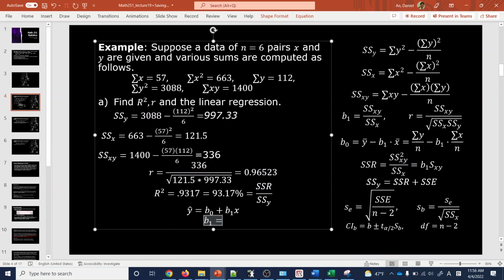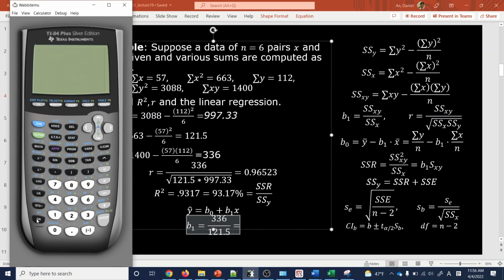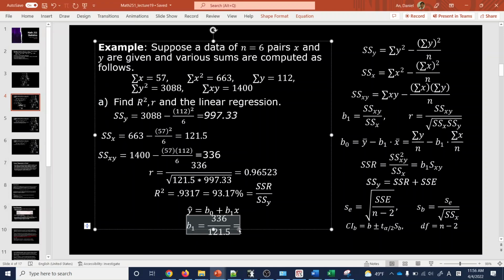What is B1? B1 is SSxy divided by SSx. So we have 336 divided by 121.5. Where's a calculator? All right. So for that one, we need 336 divided by 121.5, which is 2.7654, or 2.765.